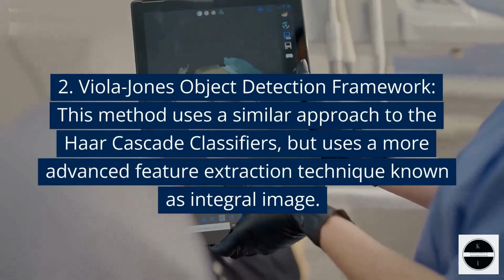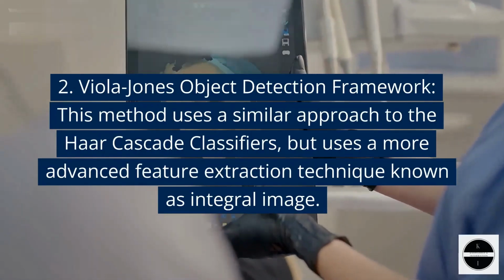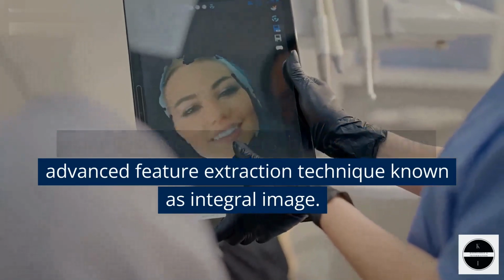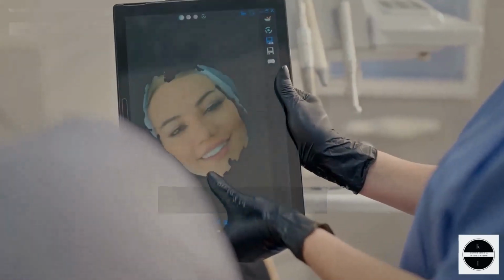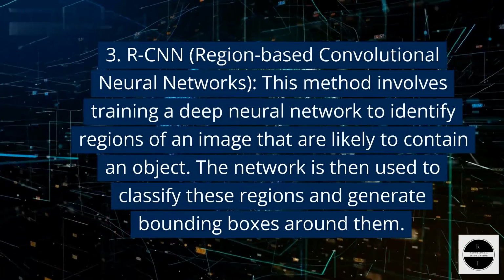2. Viola-Jones Object Detection Framework. This method uses a similar approach to the Haar cascade classifiers, but uses a more advanced feature extraction technique known as integral image. 3. RCNN, Region-Based Convolutional Neural Networks.